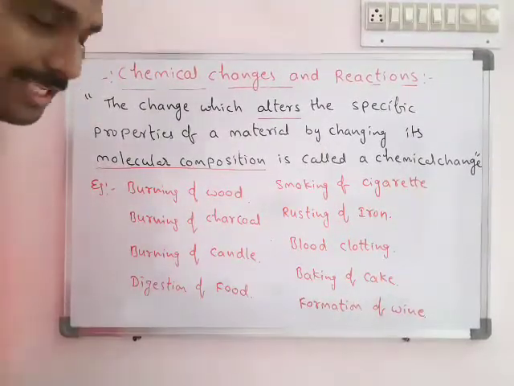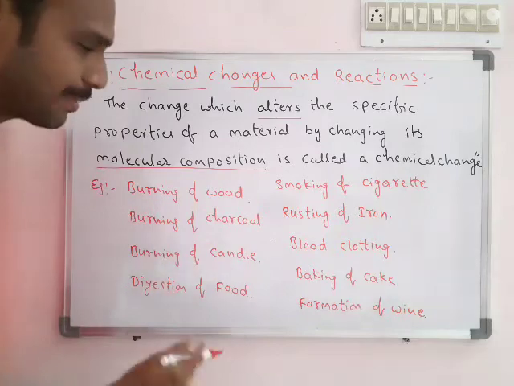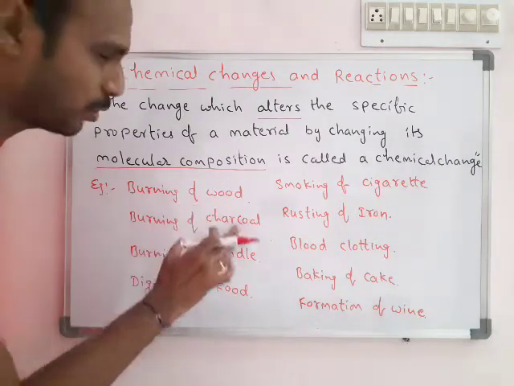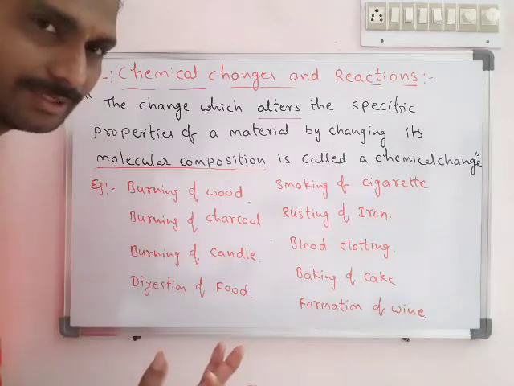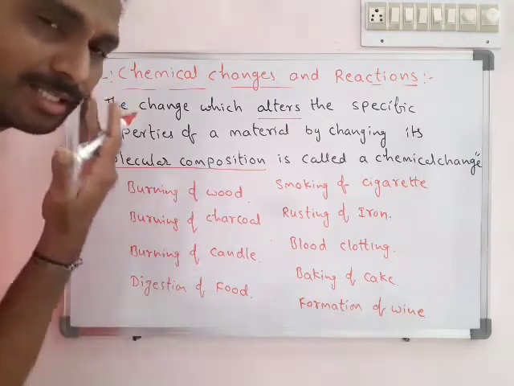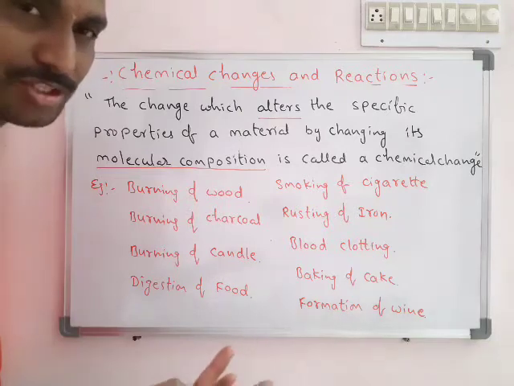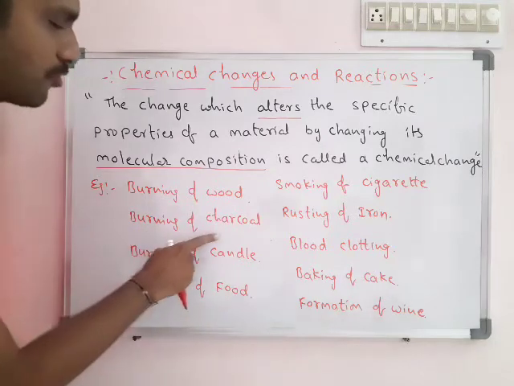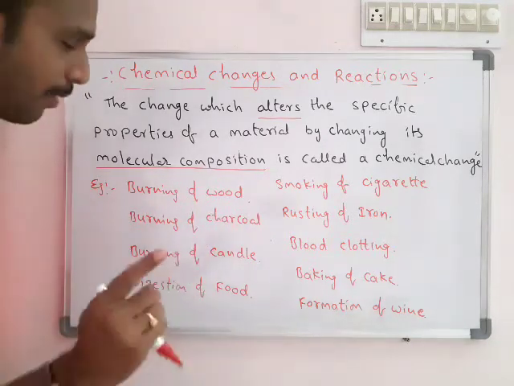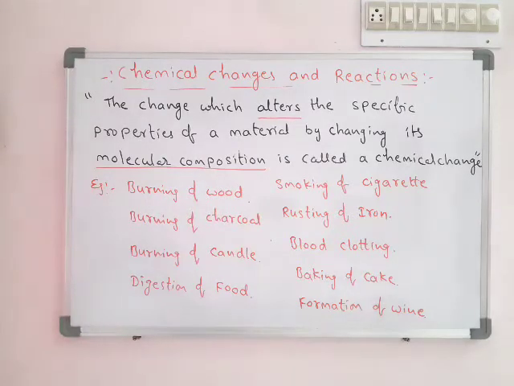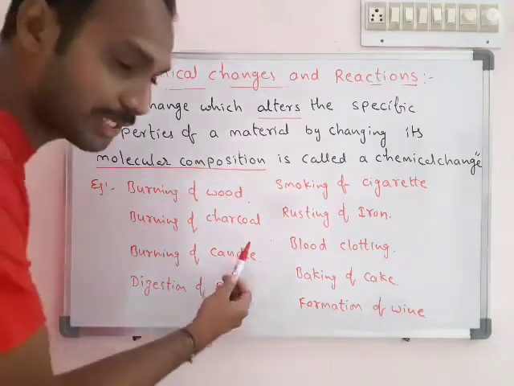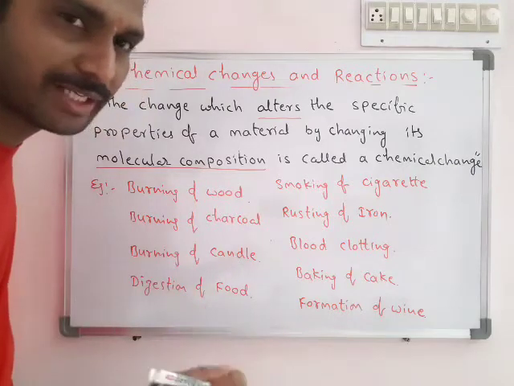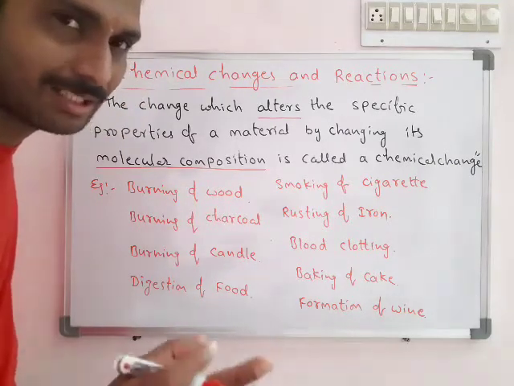We see some general examples. Burning of wood. What happens on burning of wood? A high amount of energy is released, and finally the black powder, the black ash, that is carbon, will remain. In the same way, burning of charcoal. Charcoal is also a best example for chemical change. What happens on the burning of charcoal? It also gives some heat, and finally it also forms a black color ash.